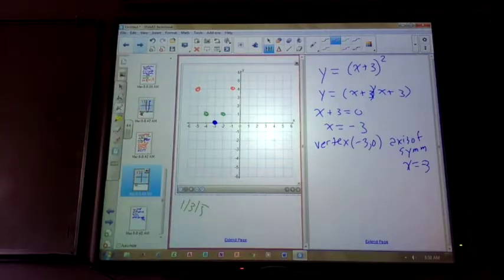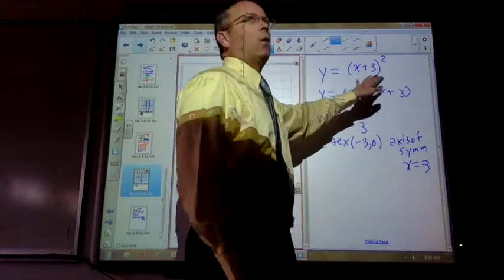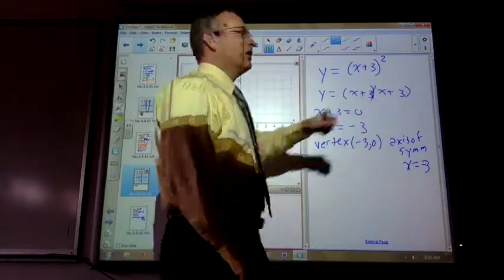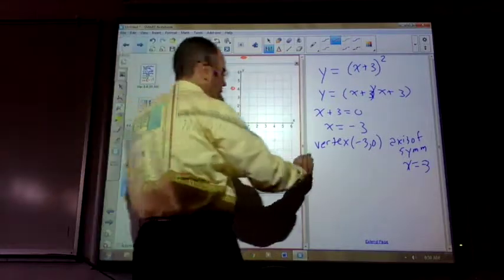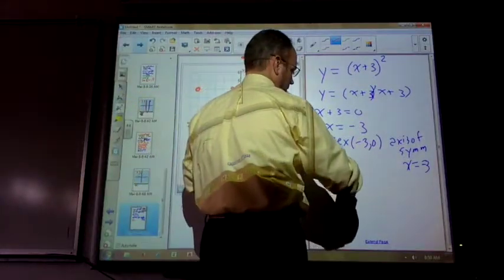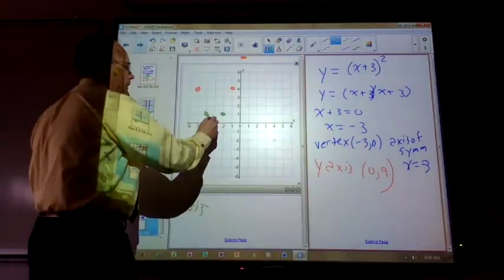Does anybody have any idea where this would cross the y-axis? 14. Close. Not 6. 7? 9. If I multiplied this whole thing out, I'd get x squared plus 6x plus 9. So it's crossing the y-axis way up here at 9. I think I got enough to graph it.